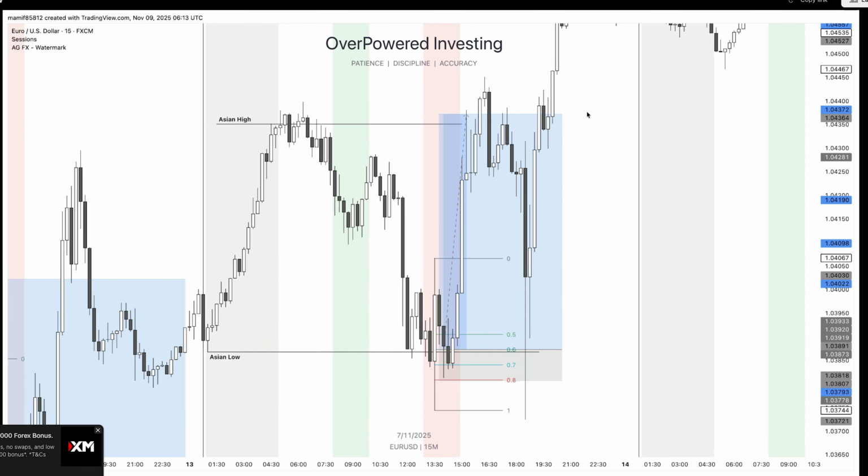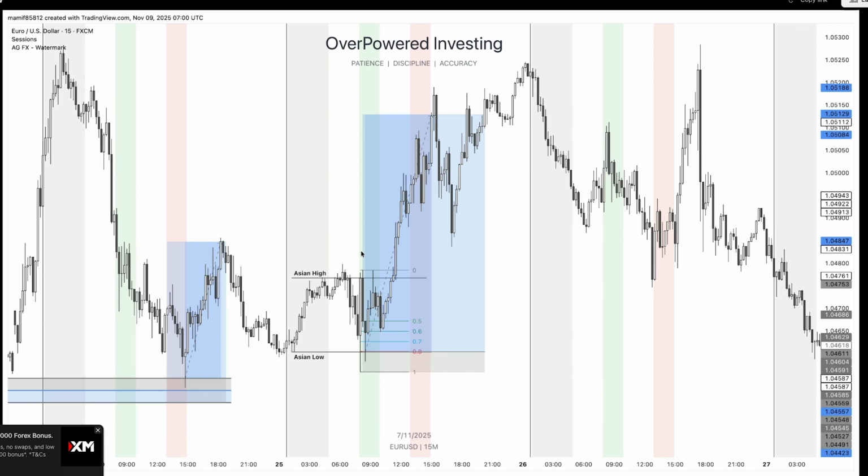Over here, we do have the Asian high, the Asian low, the price manipulated the Asian high, and then we do have the manipulation of the Asian low over here. Entry with the fib levels at the 60%, the stop loss goes beyond 80%, and we're getting a beautiful 5-hour trade. Another example over here, the Asian high manipulated, Asian low manipulated, entry at the 80% and beautiful 10-hour trade.